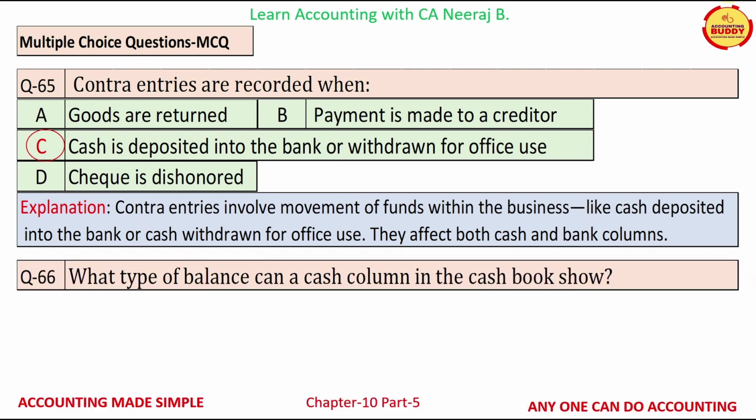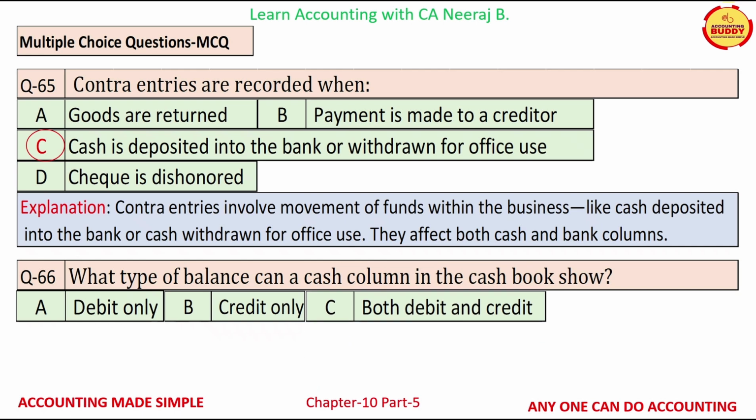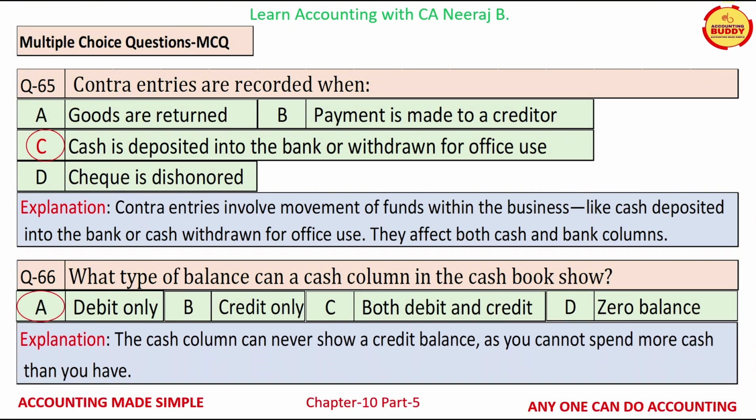Question number 66 is, what type of balance can a cash column in the cash book show? And the available options are option A, debit only, option B, credit only, option C, both debit and credit, and option D, zero balance. And the correct answer is option A, debit only. The cash column can never have a credit balance, as you cannot spend more than the cash you have.